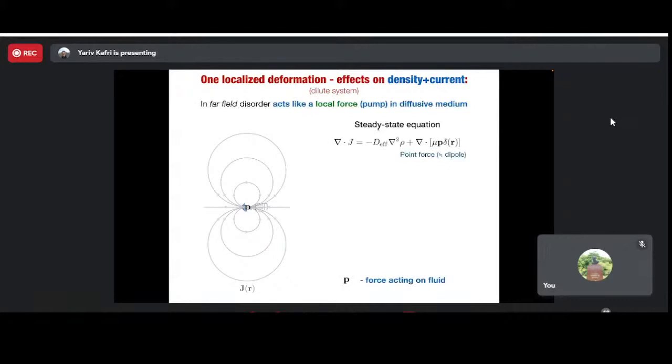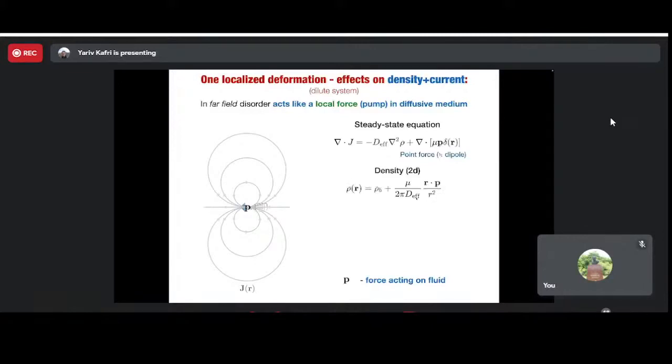That's where my speck of disorder is. So again, the physics of this is just that an asymmetric potential is acting like a pump. It's exerting a force on a diffusive fluid. This is an equation that we know how to solve from electrostatics. So the density of particles here in two dimensions behaves like a potential of an electric dipole. So it decays like a power law as you move away from the pump.